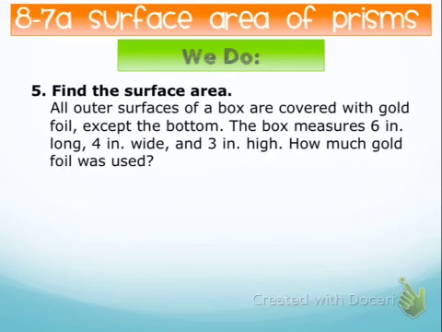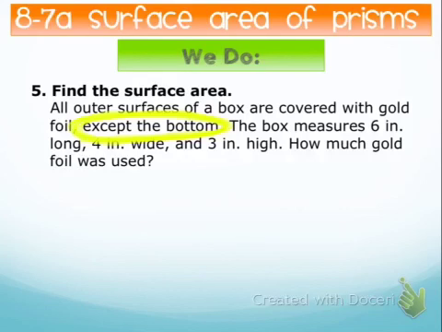Okay, this next question says find the surface area, but we need to read carefully. All outer surfaces of a box are covered with gold foil except the bottom. Except the bottom. That's a big deal. So the bottom of the box is not covered, so we don't want to include the bottom of the box's area in our total surface area. The box measures 6 inches long, 4 inches wide, and 3 inches high.